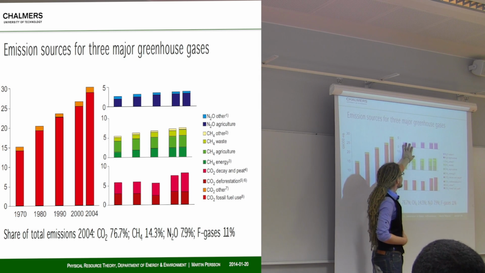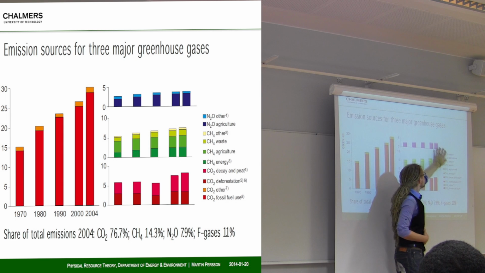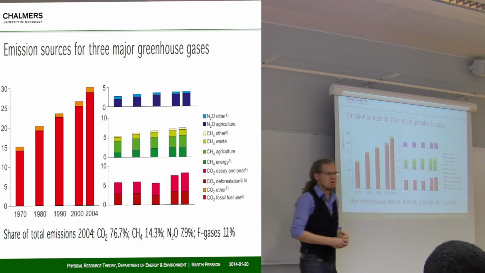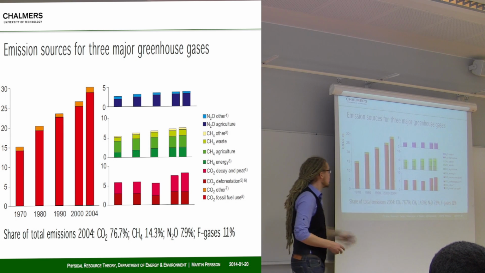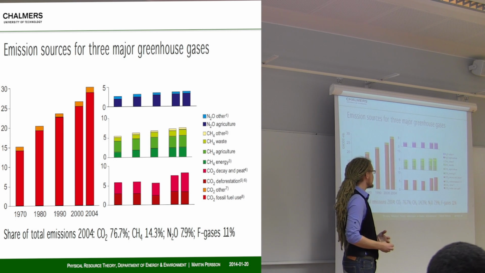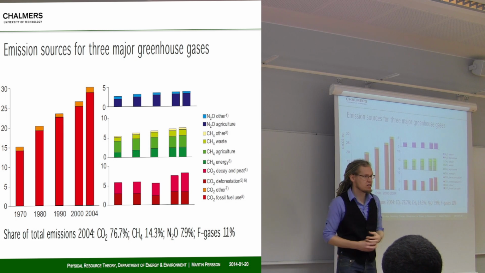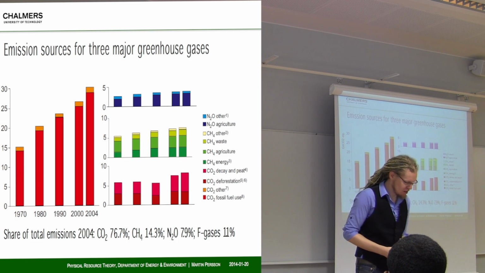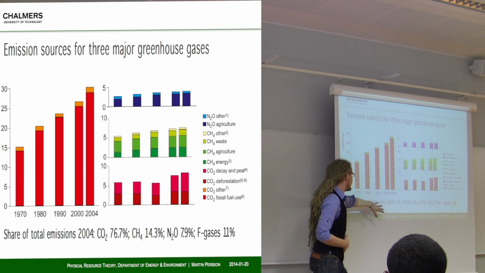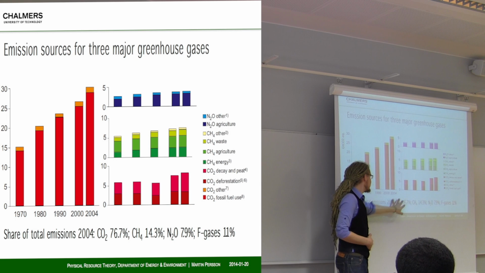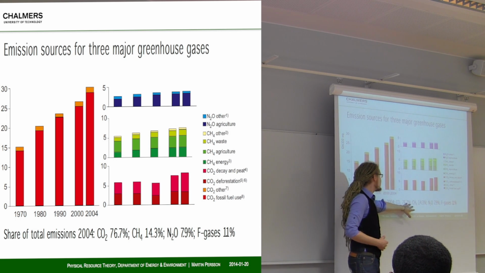And then nitrous oxide, almost all of the emissions is from agricultural soil. When you fertilize agricultural lands with nitrogen fertilizers, you get emissions of nitrous oxide, which is a very strong greenhouse gas. So this is from one of these IPCC assessments, and this is in 2004.